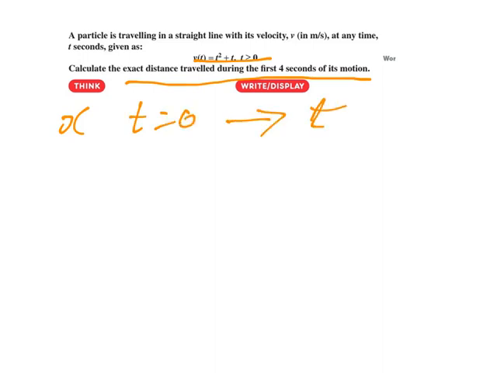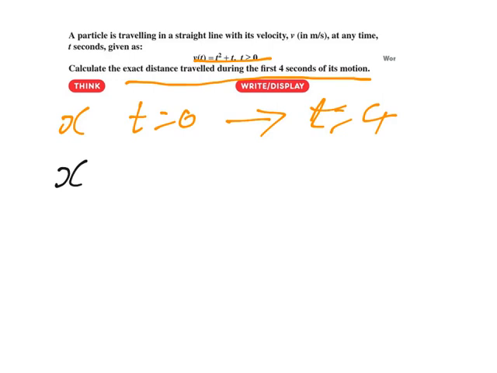Okay, so let's have a look at this last example. Right, so here we go. We're given the equation. We want the exact distance travelled in the first 4 seconds of motion. So that's the distance from t equals 0 through to t equals 4.